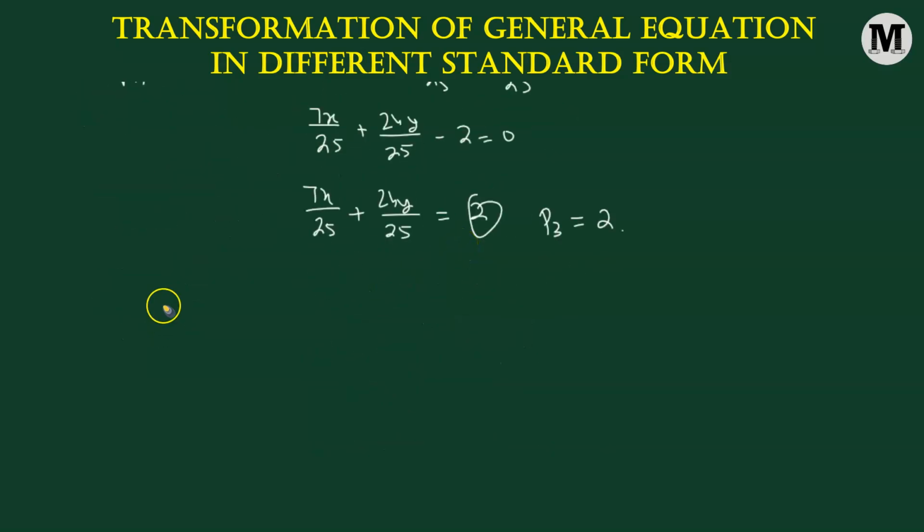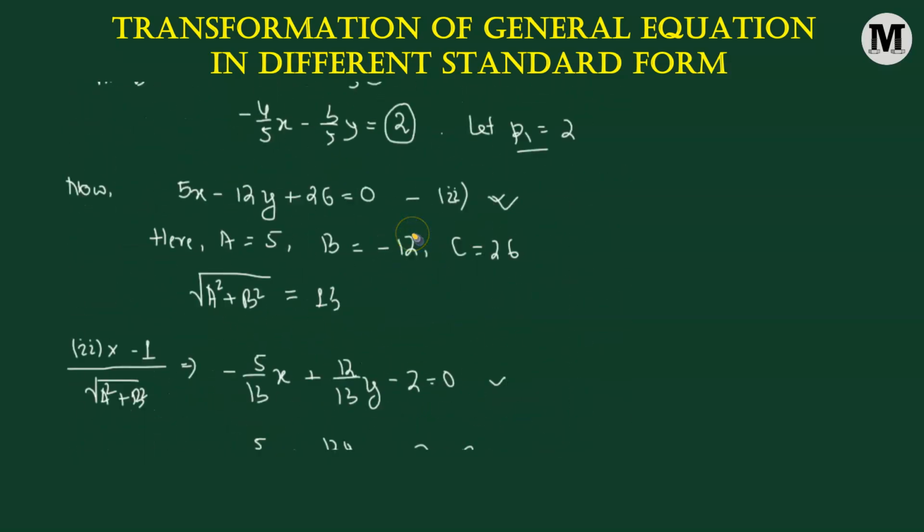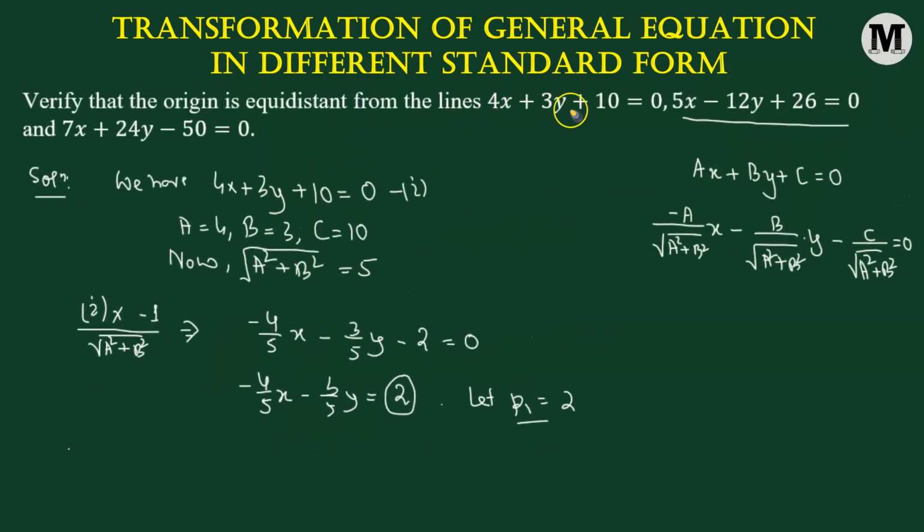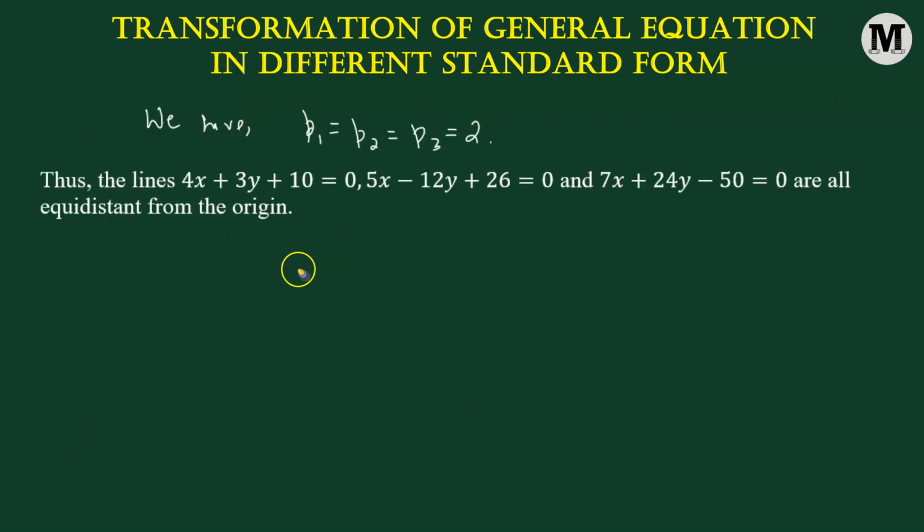Now in each of the three cases, what do we obtain? We have that P1 equals P2 equals P3, and each of them has the value of 2 units. So the three lines, 4x plus 3y plus 10 equals 0, 5x minus 12y plus 26 equals 0, and 7x plus 24y minus 50 equals 0, are all equidistant from the origin. So we have successfully verified the problem.